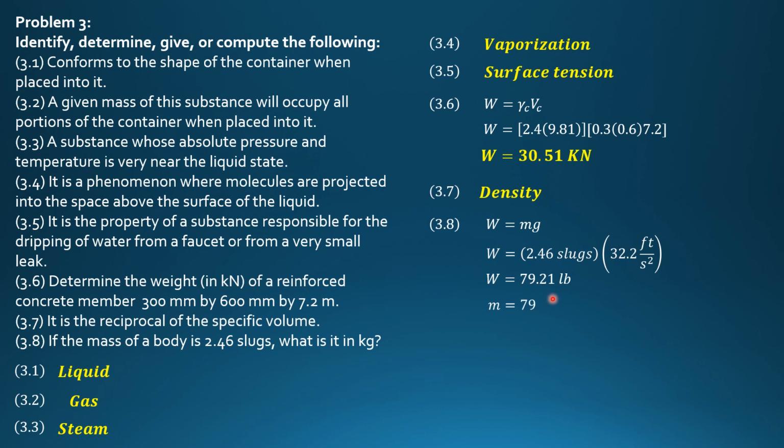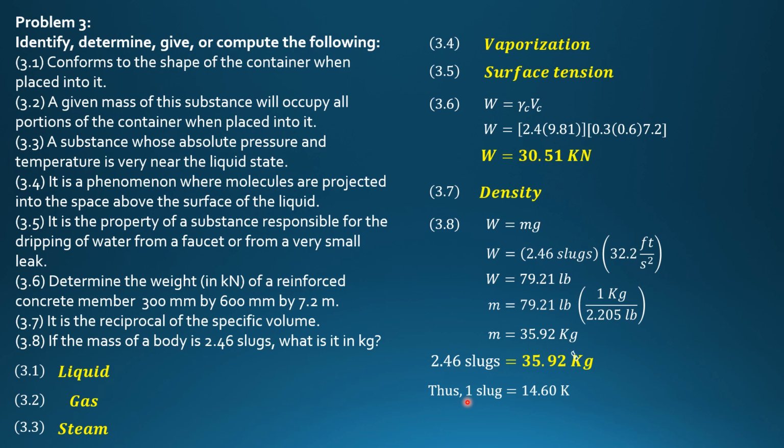Mass therefore is 79.21 pounds times 1 kilogram per 2.205 pounds. So the mass is 35.92 kilograms. So our answer is 2.46 slugs is 35.92 kilograms. That means if you divide 35.92 by 2.46, the conversion factor, one slug is 14.6 kilograms. So you have to be familiar with that.